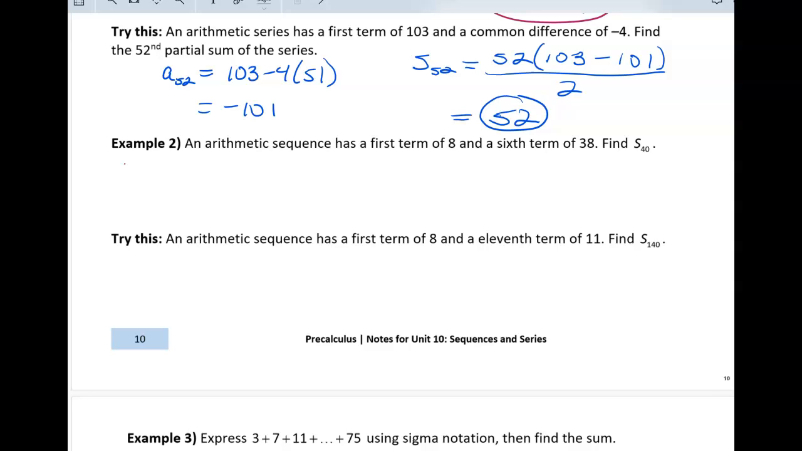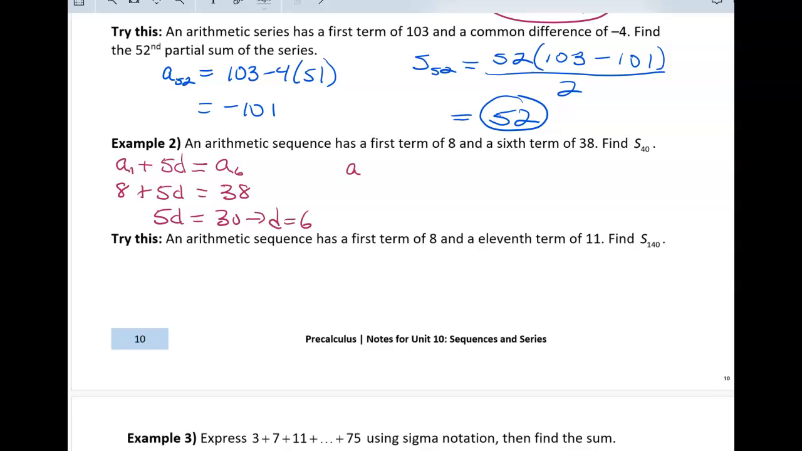So first, let's relate the first term with the sixth term. Since there is a difference between their term numbers of 5 between 1 and 6, that means that we'll add 5 common differences to get from the first to the sixth term. So a sub 1 is 8. 8 plus 5d is equal to a sub 6, which is 38. So 5d is 30, which means that d is 6.